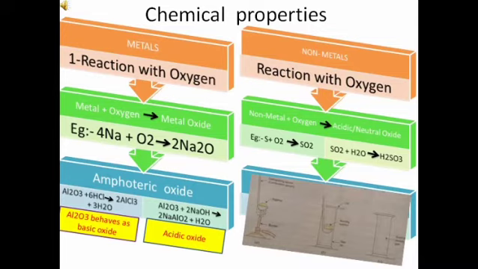But when I talk about non-metals, they react with oxygen to form acidic oxides or neutral oxides. For example, carbon plus oxygen gives carbon dioxide. Sulfur dioxide plus water gives sulfurous acid, H2SO3. That is, sulfur when reacts with oxygen, it forms sulfur dioxide, that is your acidic oxide.